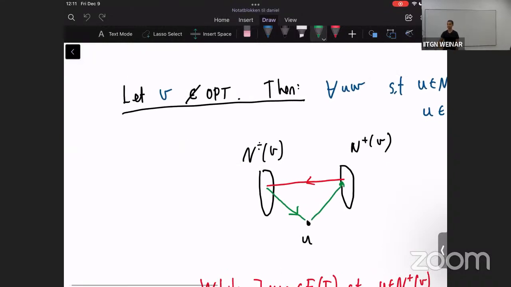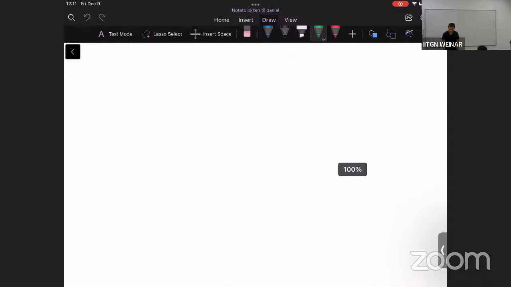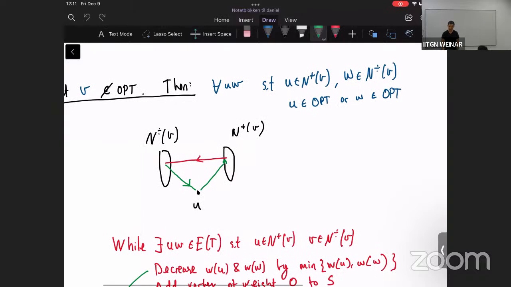Now suppose we succeeded, right? That's something that happens with probability 1/5. So suppose v isn't in opt, then I claim that for every edge from its out neighborhood to its in neighborhood, one of the two endpoints must be in the optimum solution. Because if this one and this one and this one are not in the optimum solution, then here is a triangle that isn't in the solution, but that contradicts that it was a feedback vertex set.